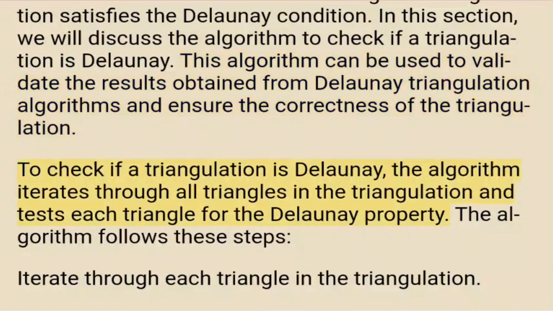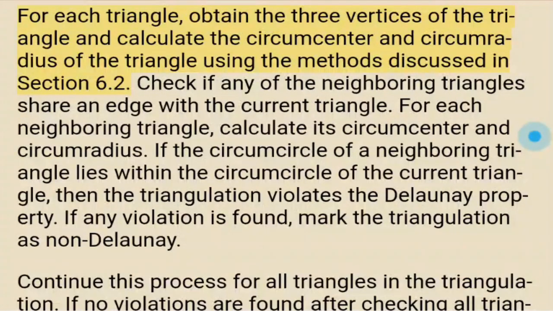triangulation. To check if a triangulation is Delaunay, the algorithm iterates through all triangles in the triangulation and tests each triangle for the Delaunay property. The algorithm follows these steps. Iterate through each triangle in the triangulation. For each triangle, obtain the three vertices of the triangle and calculate the circumcenter and circumradius of the triangle using the methods discussed in section 6.2.